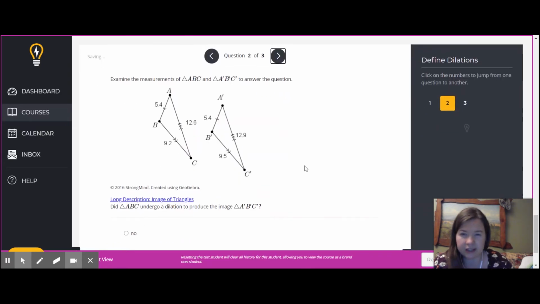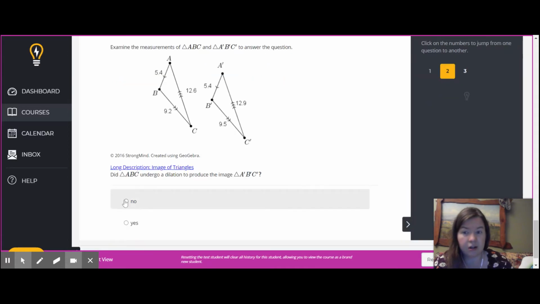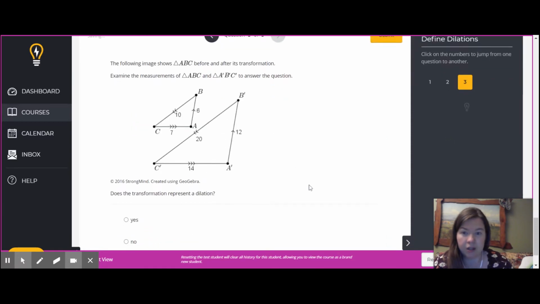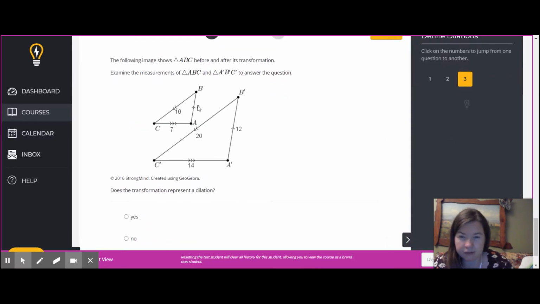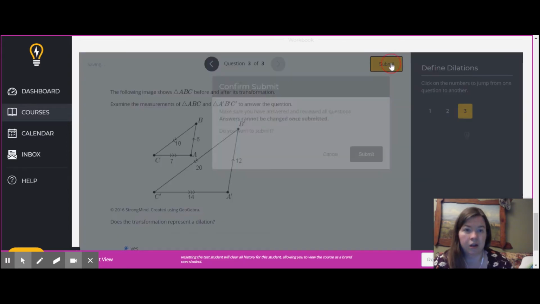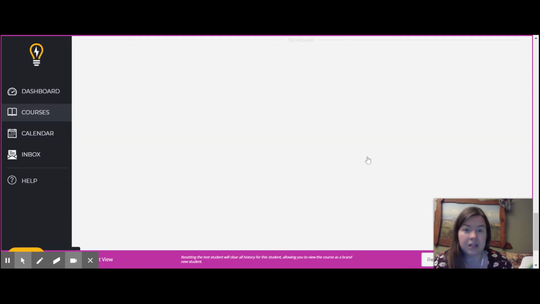So we're looking at these things. 9.2, 9.5, not the same, not the same. So did it undergo a dilation? No, because a dilation would mean that you'd multiply to get something bigger. Looking at this one, from 6 to 12, multiplied by 2, multiplied by 2, multiplied by 2, and I would say yes, it did. Okay, so that is 20.1, 20.2.